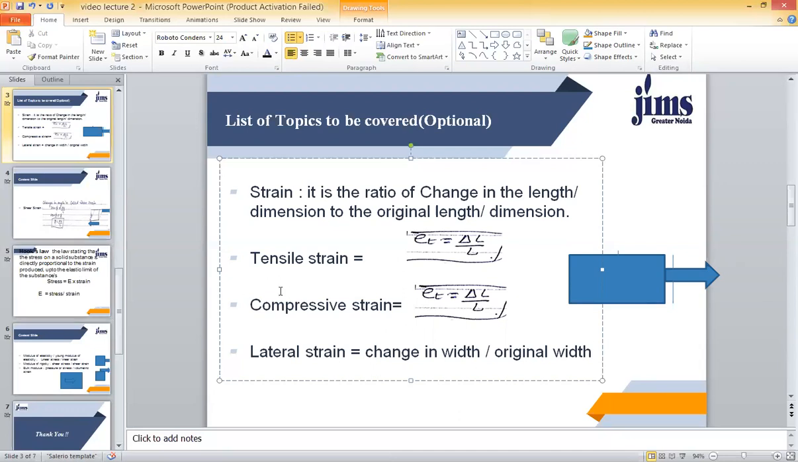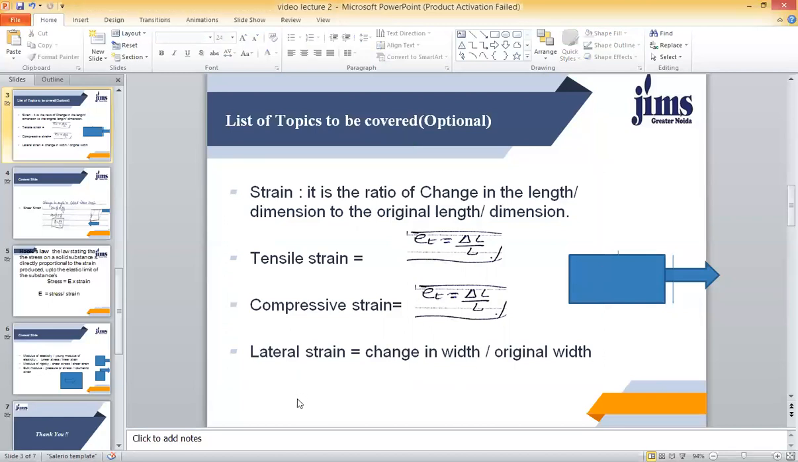And these compressive and tensile strains are called the longitudinal strain: change in length to the original length. If I applied any force in the direction of length, then the change in length to the original length is called the longitudinal strain. And the nature of force, that is tensile or compressive. So on the basis of the type of force, we will decide whether this is tensile strain or compressive strain. But both are longitudinal strain.